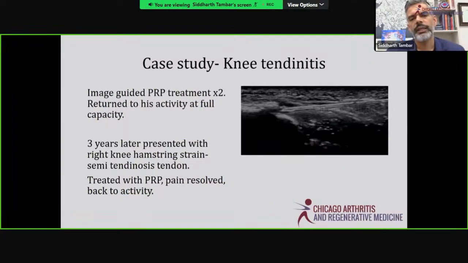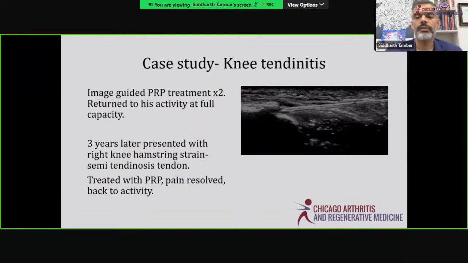So in his case, we ended up injecting under ultrasound guidance. The picture on the right shows a long kind of needle. This is obviously a zoomed in picture. It's not actually how big the needle is. And very precisely injecting into the patellar tendon. He had 2 treatments over 4 months and got back to his full activity level.